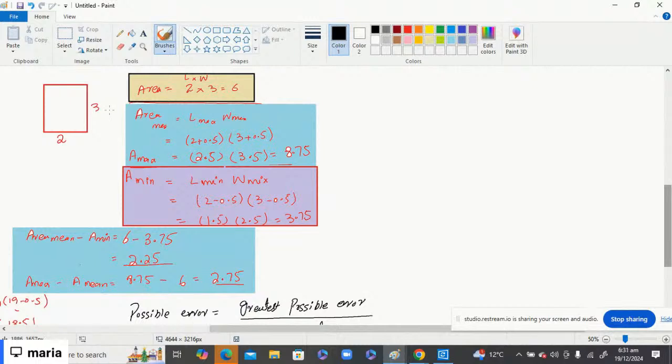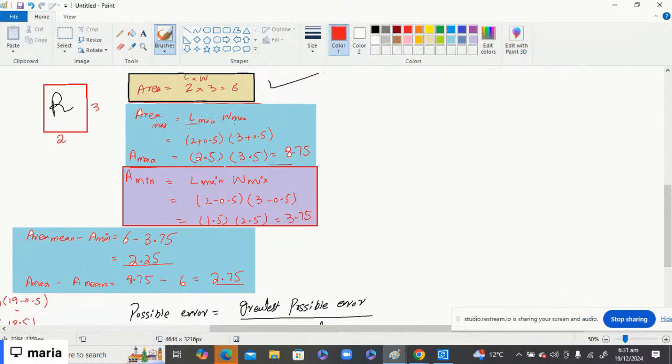First step, just finding the area of this rectangle. Here is the rectangle whose area we are finding. Simple, length times width. Then we are finding the maximum area. How to find the maximum area? This is finding the area with the maximum length and maximum width.